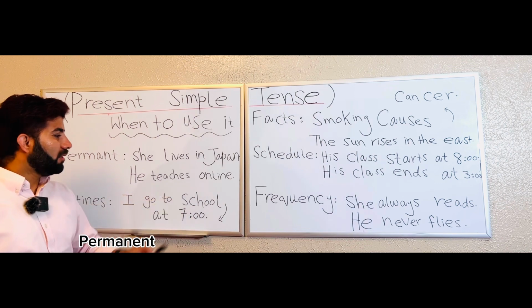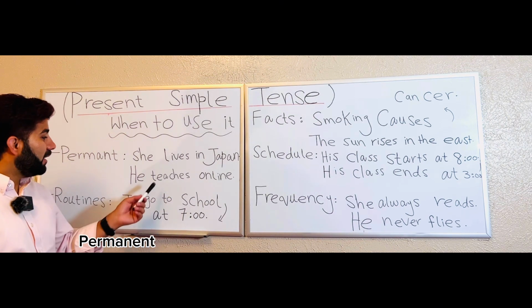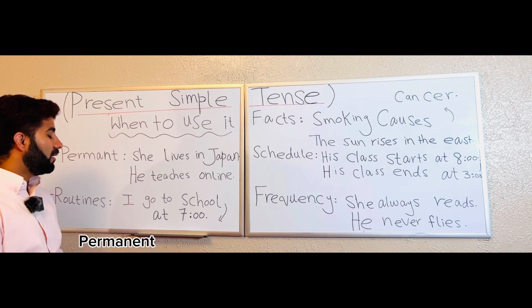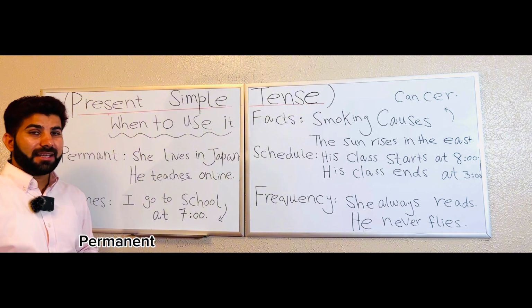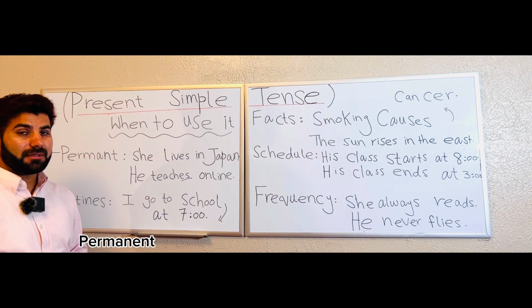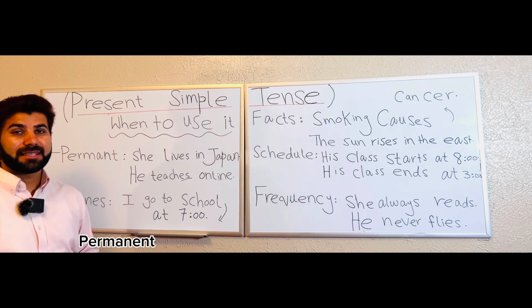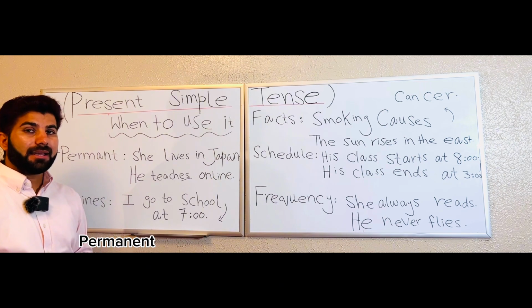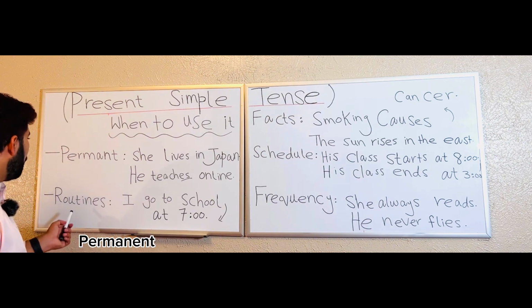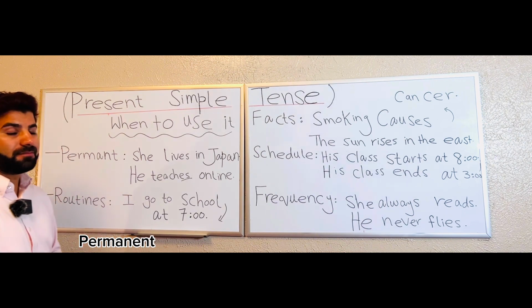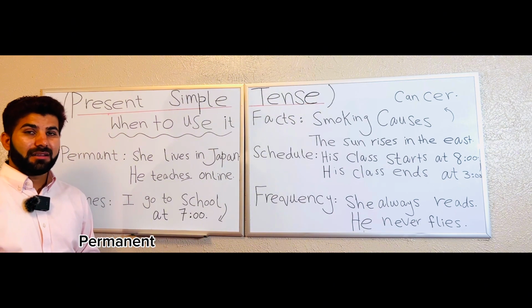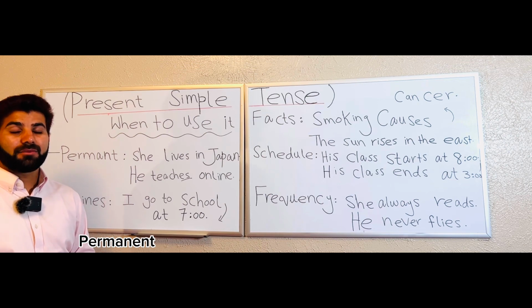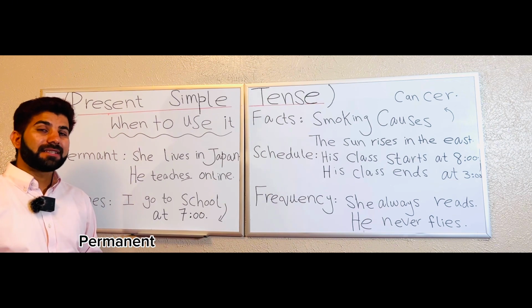He teaches online. So when we see teaches here, yes, it means this person always teaches online. It means that is his job, and that's why he is using present simple tense. We also use it for routines. If something is happening on a daily basis, it means routines. There we need to use present simple tense.